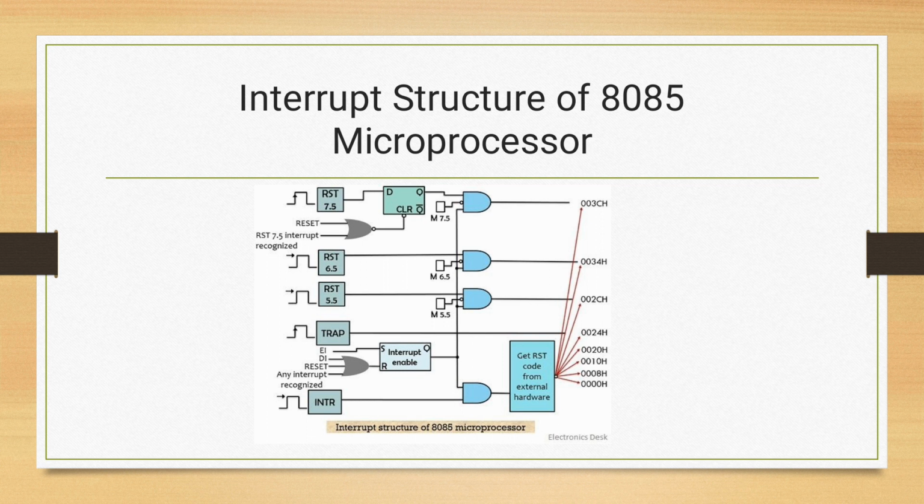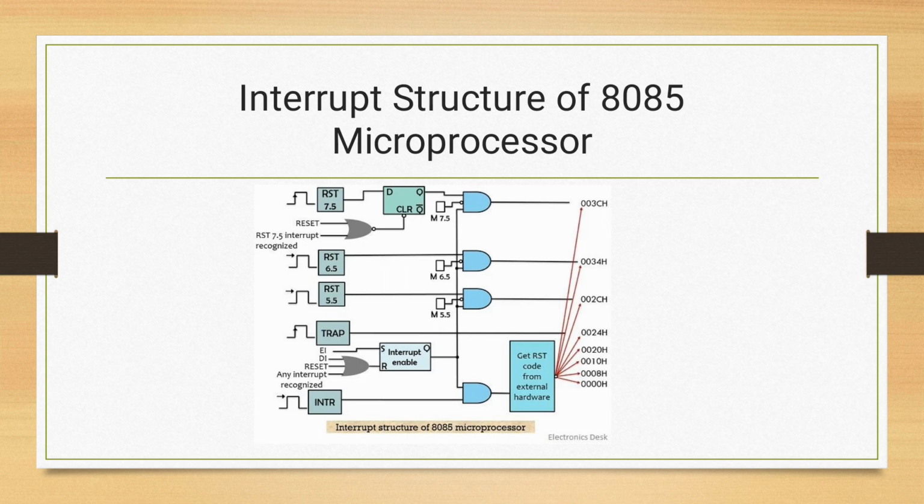Now if we observe this particular diagram, you can see the sensitivity is also different for different interrupts. RST 7.5 is edge sensitive, and RST 6.5, RST 5.5, and INTR are all level sensitive. So RST 7.5 is edge sensitive, and for RST 6.5, RST 5.5, INTR, all are level sensitive.